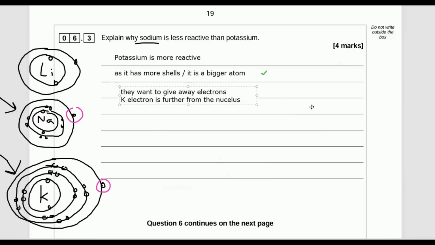Boom! That's the second mark, peeps. So there we go, its electron is further. Look, just to prove it. It doesn't actually prove it at all. Oh, look, there's the nucleus. There's the positive charge of the nucleus. That line is going to be bigger than this line, so it's further from the nucleus.